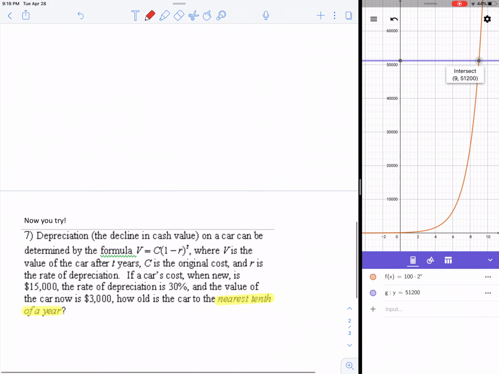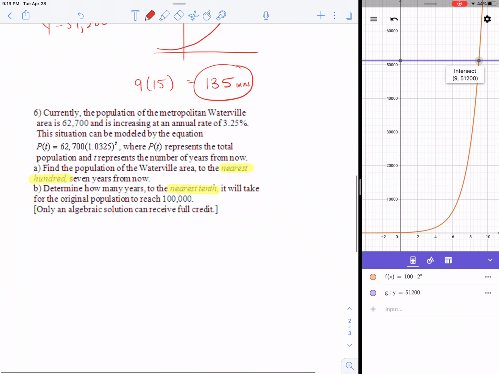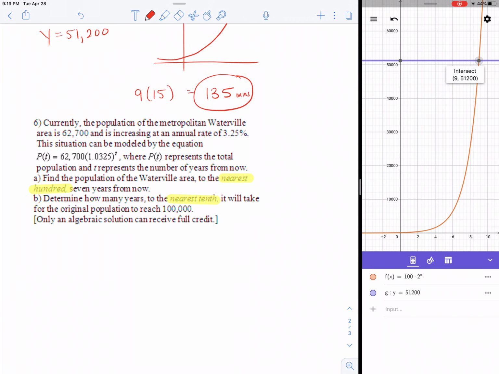Number 6, I think this is the last one, and then you're going to try the next two. So again, it gives you a whole spiel about where the numbers come from, but they're giving you the population of this area. They're giving you a function for it, where P of T represents the total population and T represents the number of years from now. Find the population of the Waterville area to the nearest 100, 7 years from now. So A is a case 1. They're giving you the amount of time and asking you for the new population.